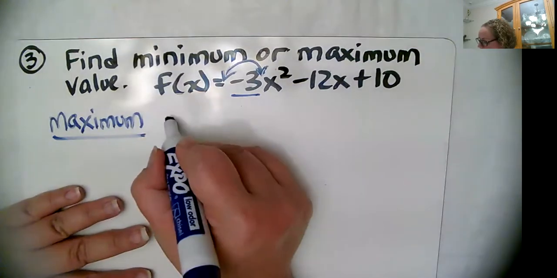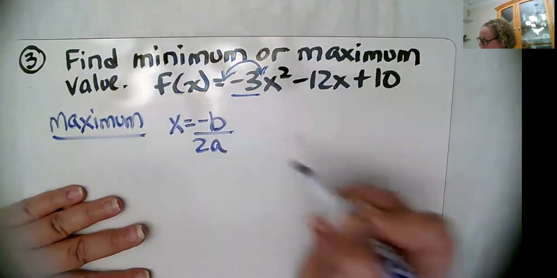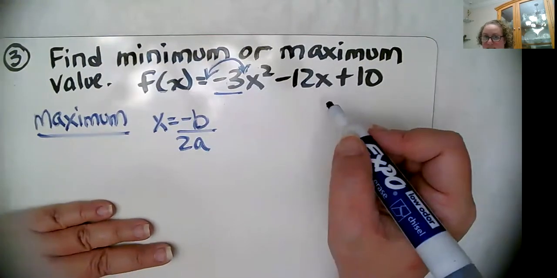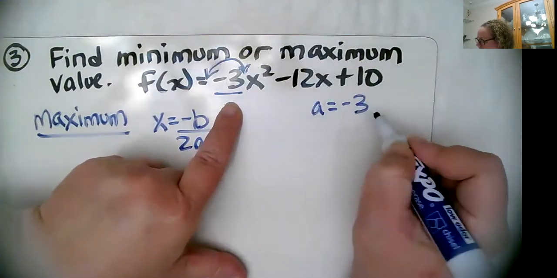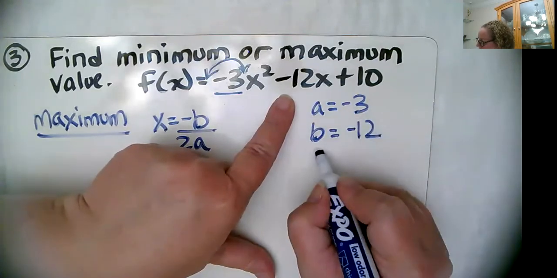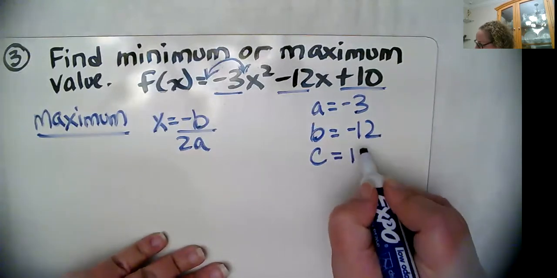So the first thing I'm going to do is find our axis of symmetry. Write the equation. x is equal to negative b over 2a. Let's list everything. Our a value is negative 3. Our b value is negative 12. And then our c value is a positive 10.